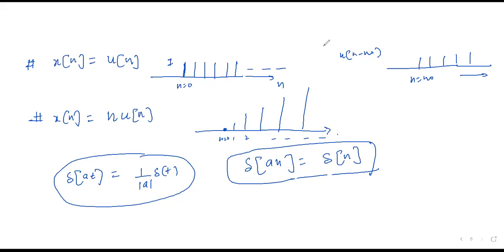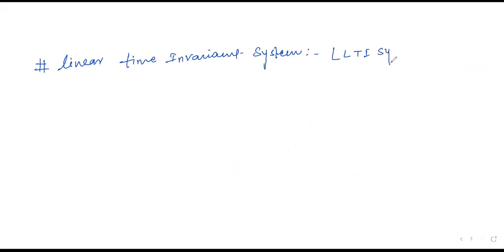Now, anywhere linear time invariant system, and this is called LTI system. So before starting the LTI system, now I'm going to discuss what are the types of systems.